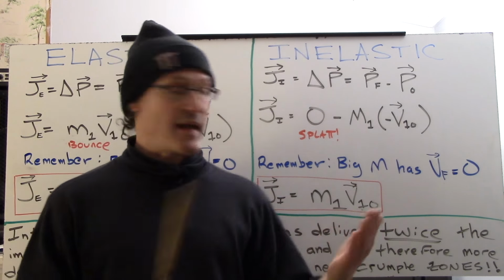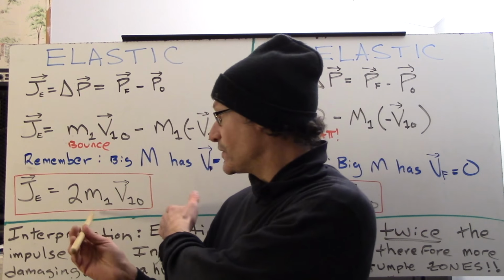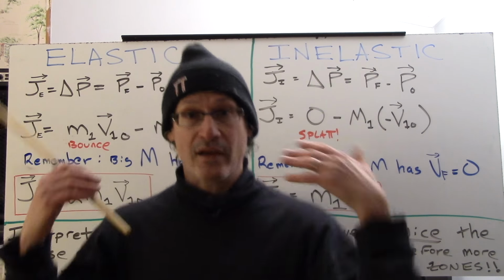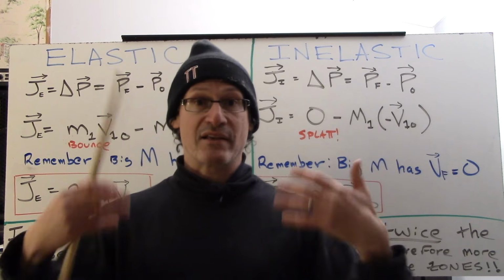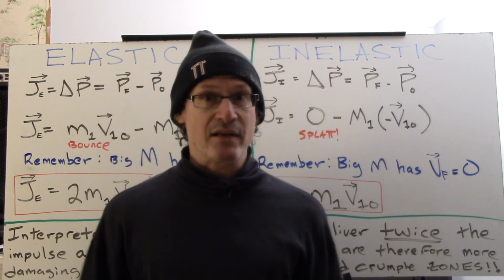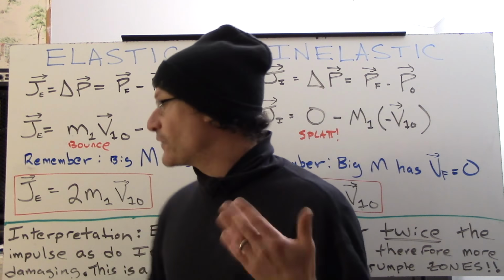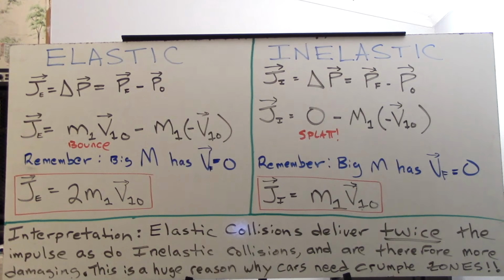Notice that it's actually 1/2 of this. This is double that. And so the elastic collision is actually much more dangerous, has twice the impulse as the inelastic collision. So what does it mean? Well, the interpretation is that the elastic collision will deliver twice the impulse as the inelastic collision and is therefore more damaging. This is a huge reason why cars need crumple zones.